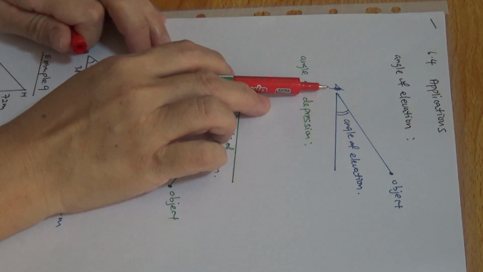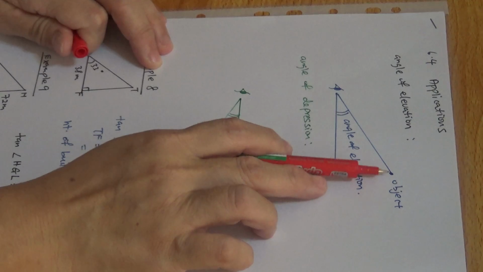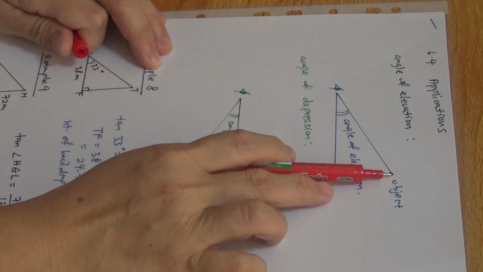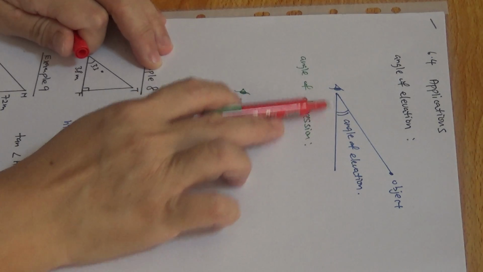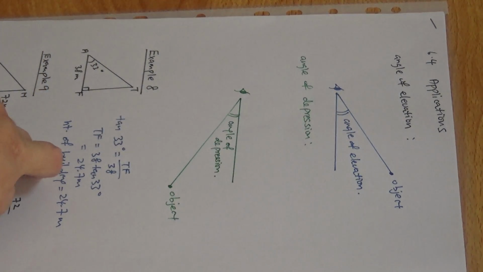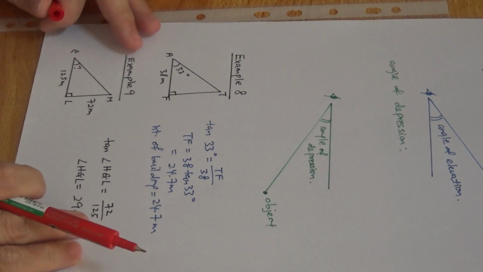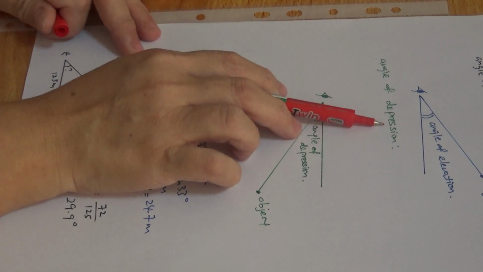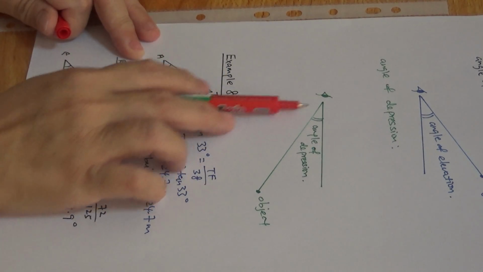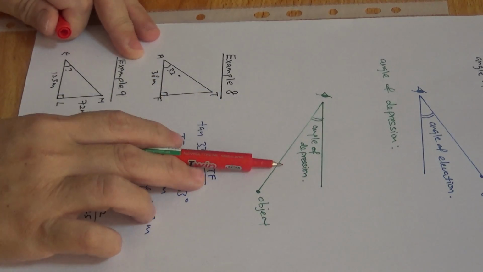Now for example, this is the eye. This will be the horizontal line. Okay, now if the object is here, you will draw this line here from the eye to the object, and the angle that it makes with the horizontal will be called the angle of elevation. Okay, now what do you mean by angle of depression? Angle of depression is when the eye is looking downwards at the object. The angle that this line makes with the horizontal is the angle of depression.